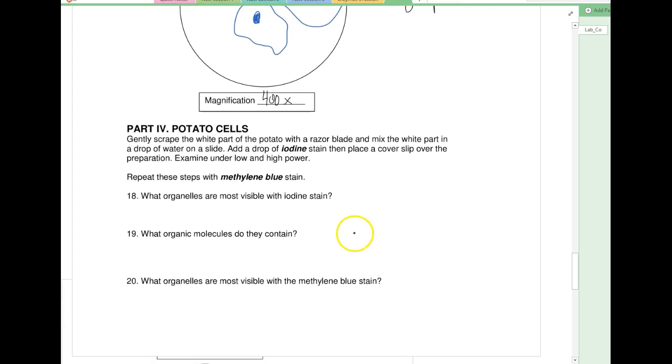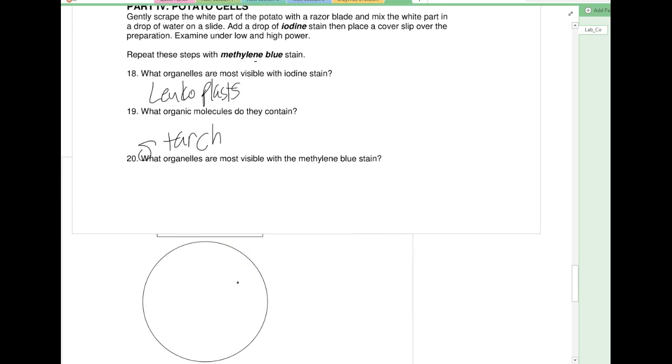Potato cells. When you stain the potato cells with iodine, what organelles were most visible? They were called the leucoplasts. They contained starch. What organelles were most visible when you stained it with the blue stuff? Did anybody stain it with the blue stuff? What did you see? Just a cell wall, right?